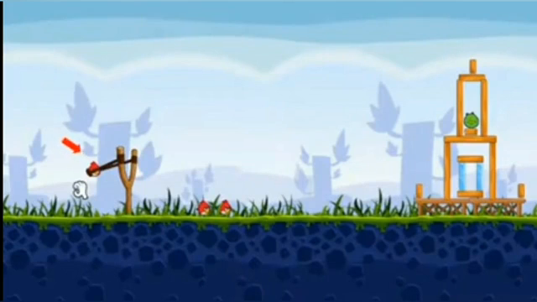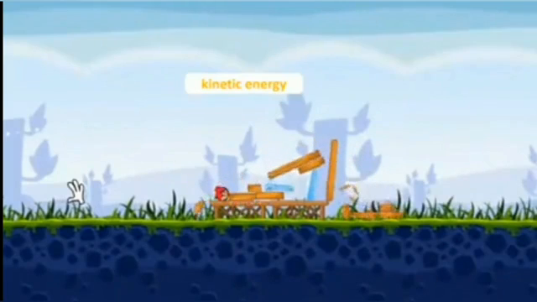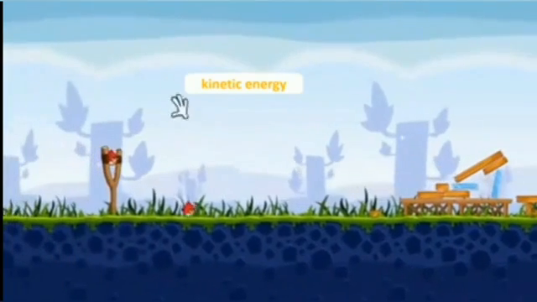Let's look at another example. Look at this slingshot. It has stored energy with which it can throw the bird up to a certain distance. Based on its position in the slingshot, we can say the bird has potential energy. As soon as it's released from the slingshot, it gains kinetic energy. And because of kinetic energy, it is able to apply force on the little houses to break them down.